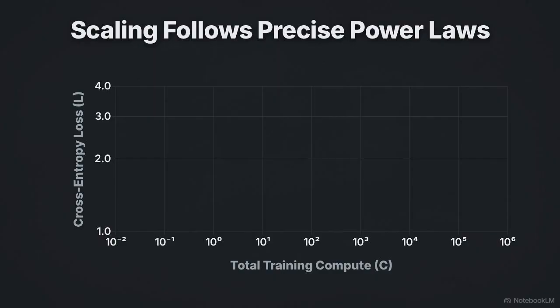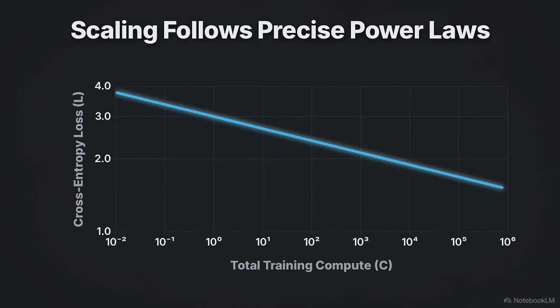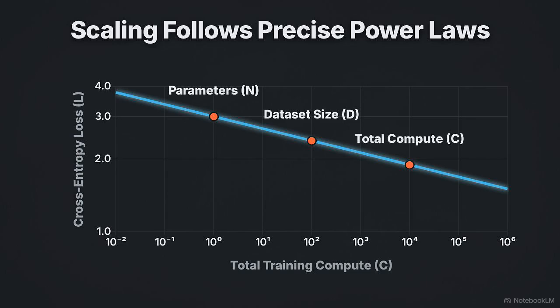This log-log plot demonstrates their primary finding. The cross-entropy loss drops in a clear, linear trend, governed by three strict constraints: non-embedding parameter count, dataset size, and total training compute. These precise mathematical power laws hold true across 6 entire orders of magnitude.